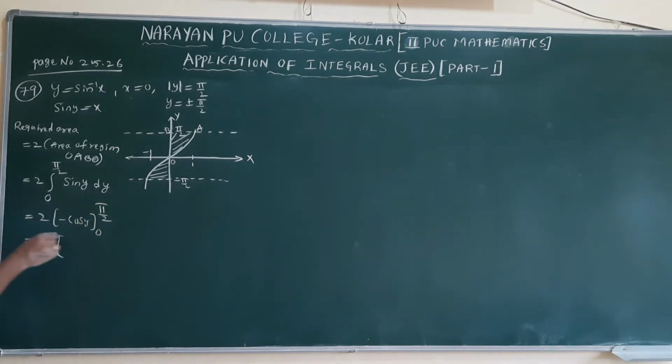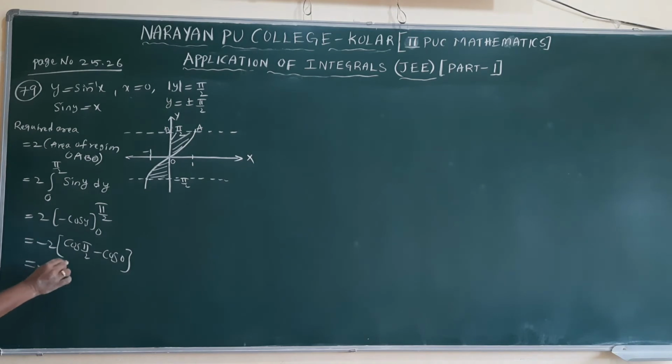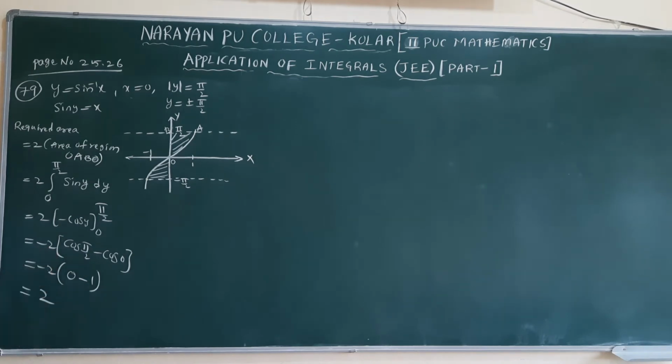Minus take common. Substitute the upper limit: cos pi by 2 minus cos 0. Minus 2 into cos pi by 2, which is 0, minus cos 0, which is 1. Here minus 2 into minus 1 is plus 2. Now the answer is 2 square units, that is option B, the correct one.